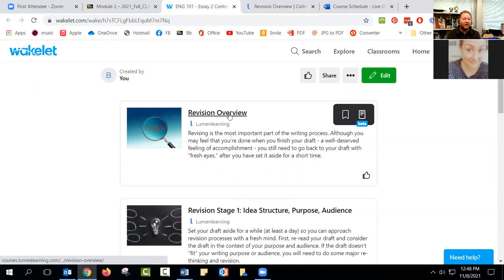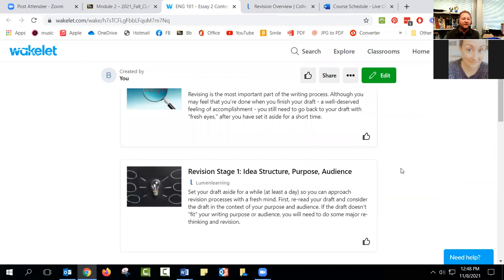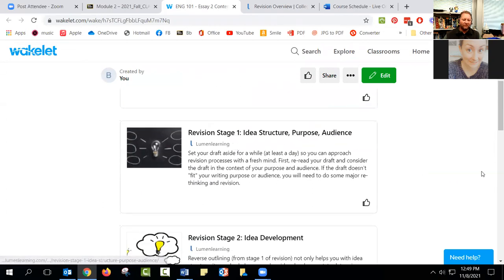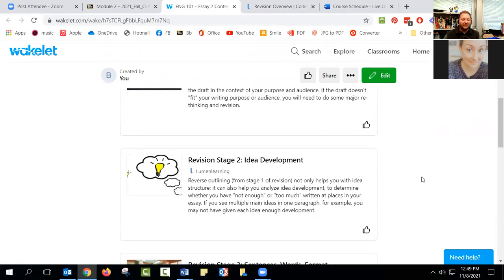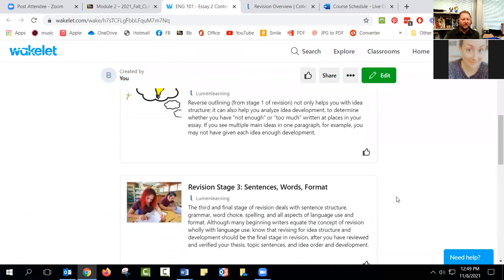So again, that was just the revision overview. There's a little bit more information on it, but it's mostly covered throughout the rest of these. So if you look at the next ones, we have stage 1, which is the idea, structure, purpose, and audience. Stage 2, idea development. And then stage 3, sentences, words, and format.